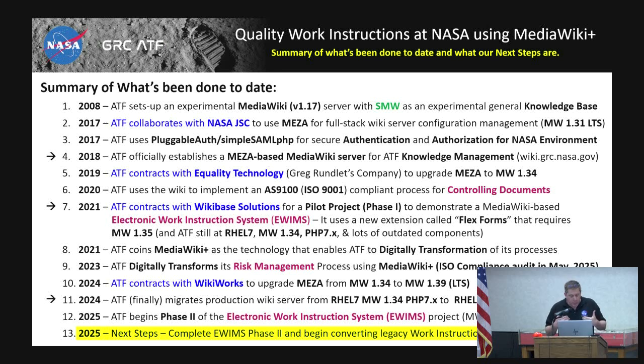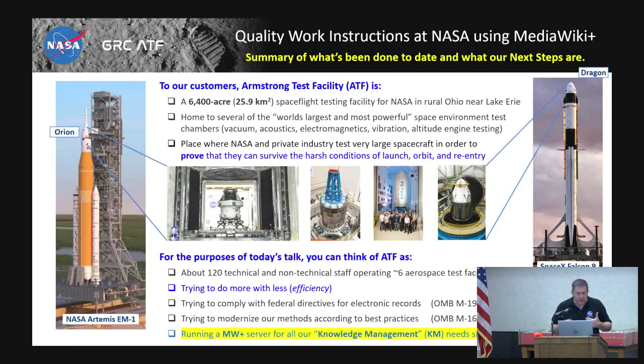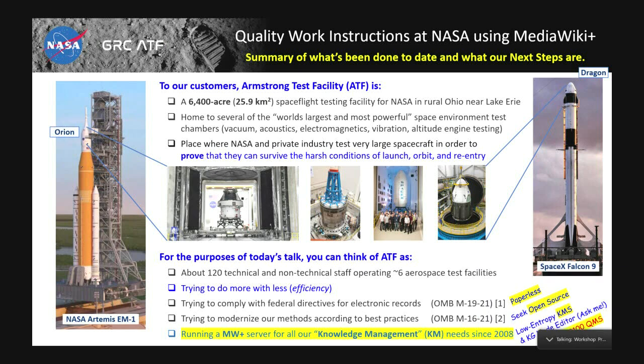So what I'm hoping to be able to do next year, either myself or one of my colleagues, is show you a concrete example of the final implementation of these quality work instructions through MediaWiki Plus. So my last chart is basically a return to the beginning of the chart, and the only difference between what you saw up front and what I'm showing now, and I think I need to move this out of the way.